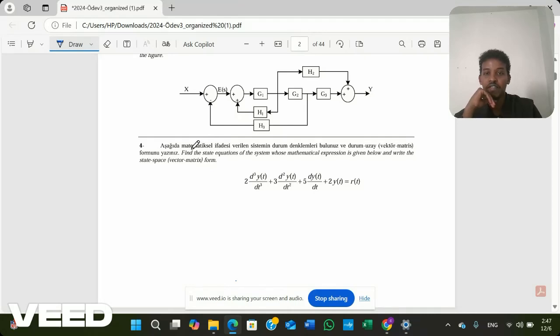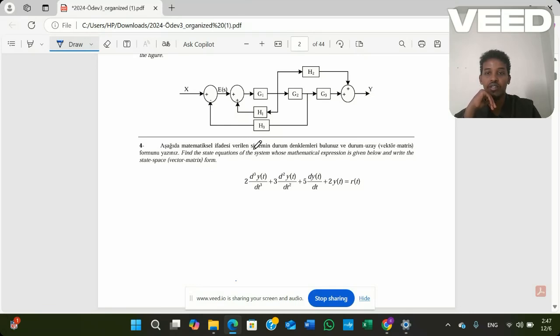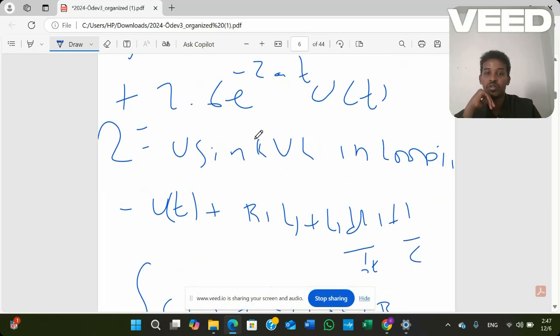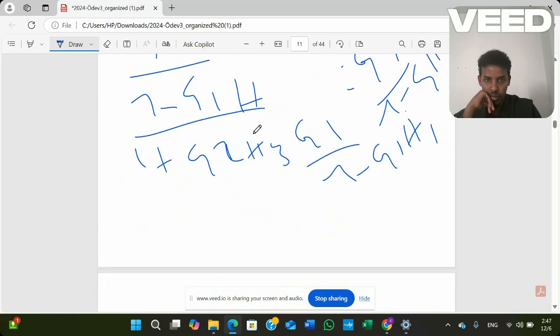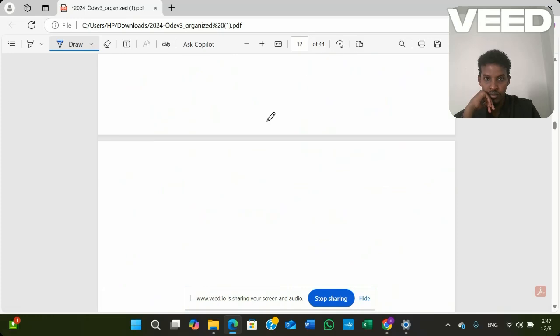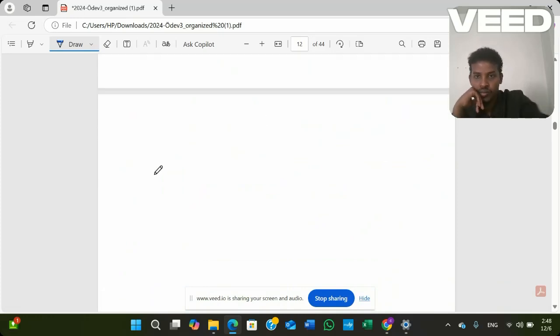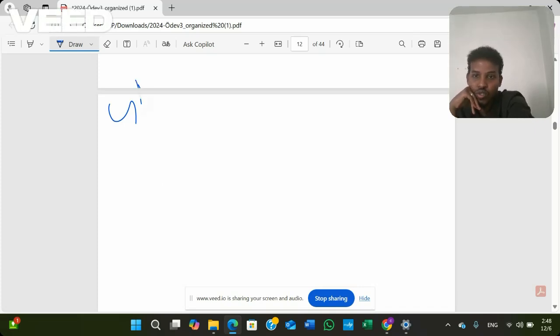The fourth question is to find the state equation of the system whose mathematical expression is given below and write the state space vector matrix form. I'll do this for the differential equation. I'll do my best here, inshallah. For question 4, we define the state variables.